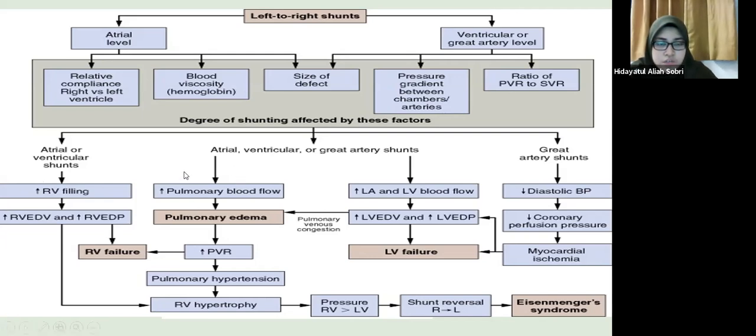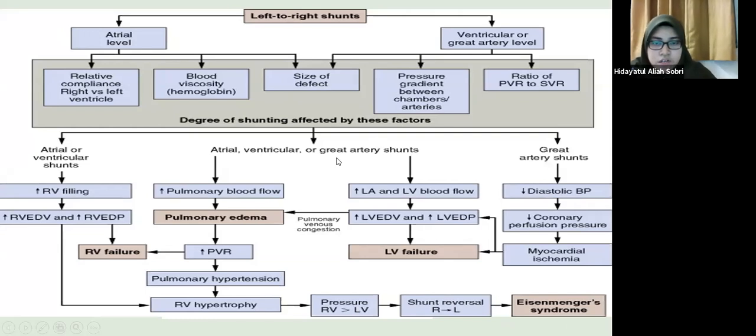Also, increased pulmonary blood flow will cause pulmonary edema. Pulmonary edema will cause an increase in the pulmonary vascular resistance that leads to right ventricular failure, and the increase in pulmonary vascular resistance causes pulmonary hypertension that at the end causes right ventricular hypertrophy. When there is right ventricular hypertrophy for a long time, the pressure in the right ventricle will become more than in the left ventricle. So it will reverse from right to left. We call this Eisenmenger syndrome.